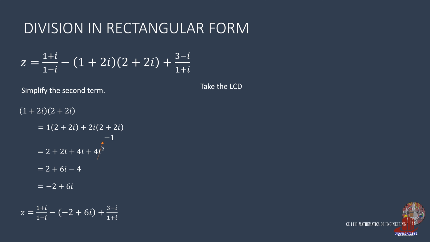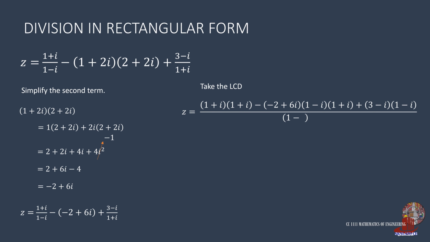Now take the LCD to have a unified denominator. The denominator is the product of 1 minus i and 1 plus i. Then take the equivalence in the numerator, which has 3 terms. We simplify each of the terms separately.